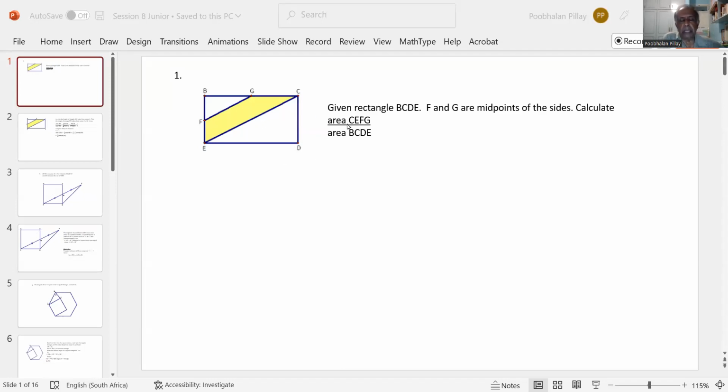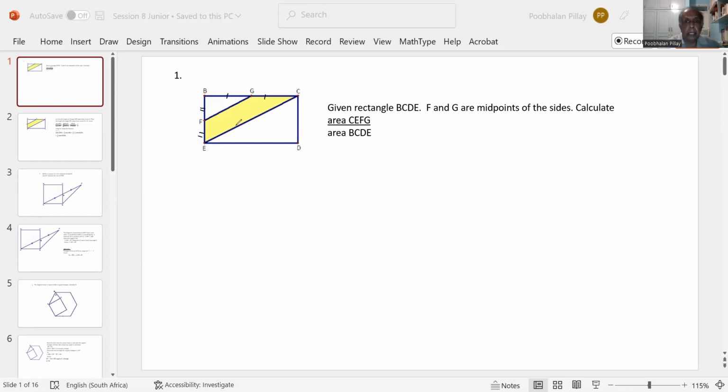The first problem is about areas. You are given a rectangle, B, C, D, E, and F and G are the midpoints of the sides. So in geometry, whenever you are given certain things, you will record it in your diagram. So I'm going to record in this diagram that these are the midpoints. And the way to record it is to mark it like that. G is a midpoint of that side, and F is also the midpoint of that side. So I'm recording that. Right.